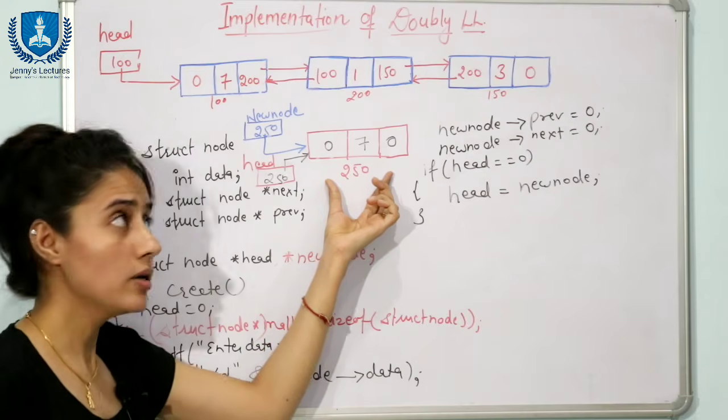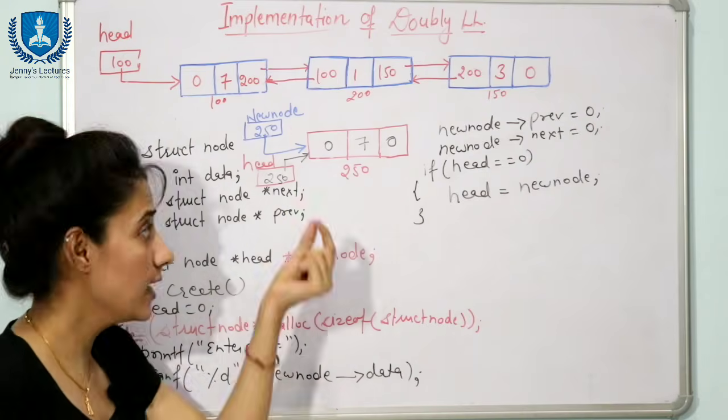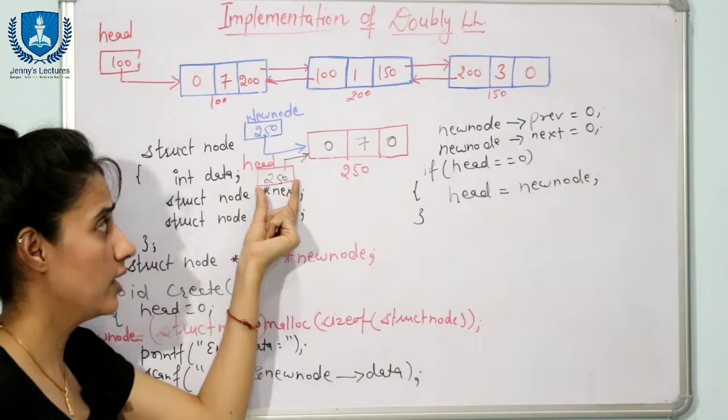Now I want to insert another node, the second node. In that case, head is not null. Now head is containing 250.